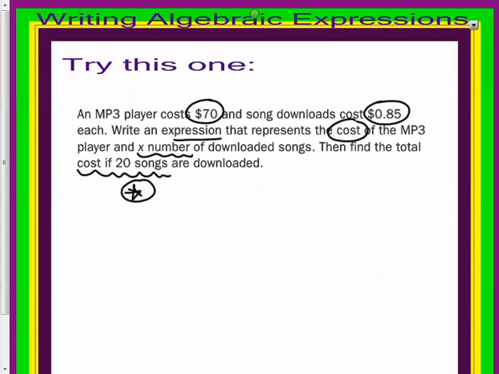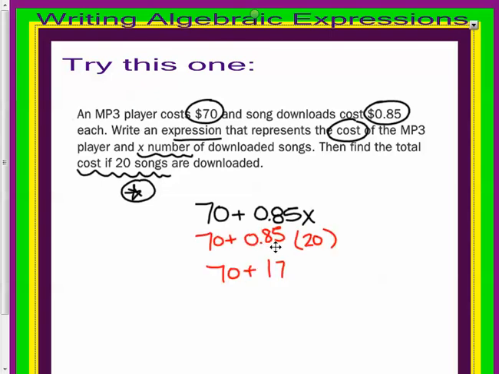All right, grab your red pen. I'm going to show you what I did. It's $70 for the MP3 player, and then an additional 85 cents per song download, which they told us to represent with X. So this is my expression. Now I'm going to plug in 20 for my X, and 85 hundredths times 20 is $17, plus the cost of my MP3 player, which is $87.